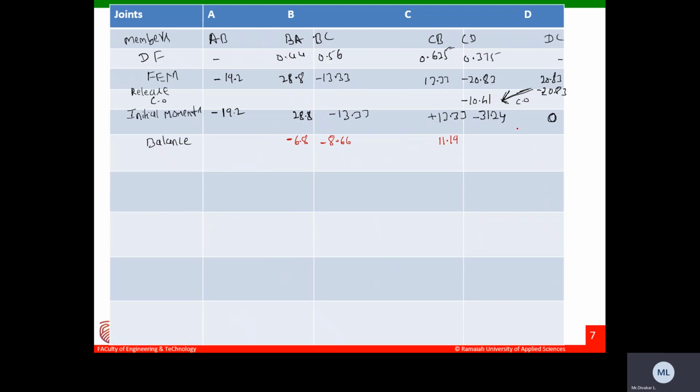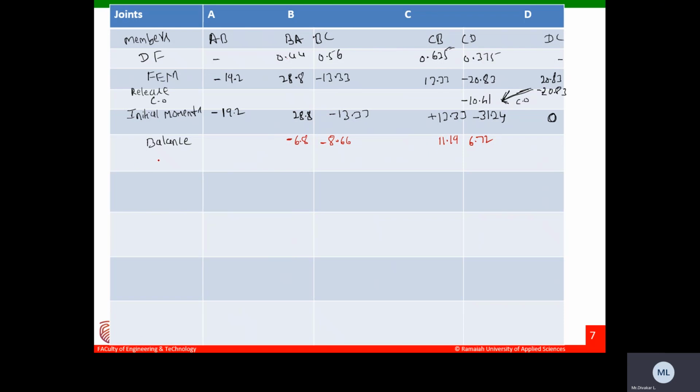Similarly, minus 17.91, the summation of these two movements. Multiply with the distribution factor 0.375. Change the sign and write down the values. How much is it? 6.72. So very important steps, guys, please.